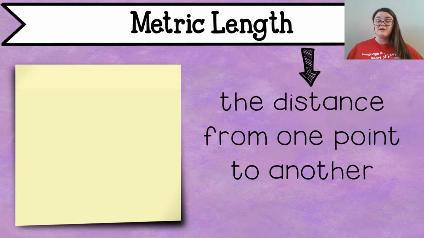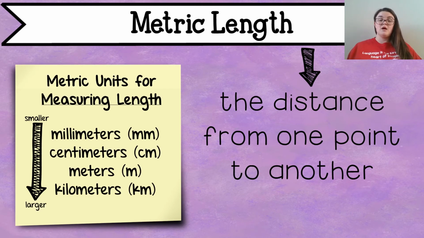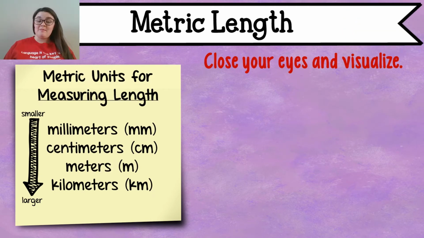When we're talking about metric length, we're talking about the distance from one point to another. Our units that we use for metric are different than the ones we use for customary. In the metric system, we have millimeters. Those are the teeny tiniest. Then we have centimeters, then meters, then kilometers. Millimeters are the smallest, and then we go up and up until we get to kilometers, which are like miles. They're very long. Now it's time for you to imagine what each one of these units is like.